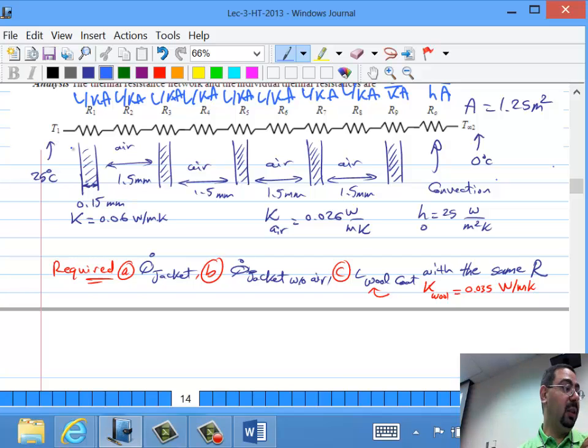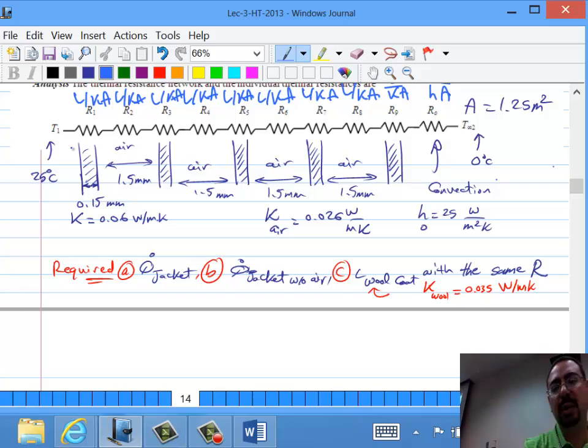Let me see if we're actually given the area. Yeah, we are given the area. It's 1.25 meters squared. It's not given here for you, but it's given in the textbook. This is problem number 64 in the textbook. The area is written there, 1.25 meters squared, correct.